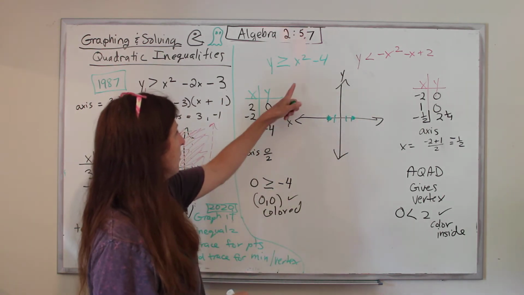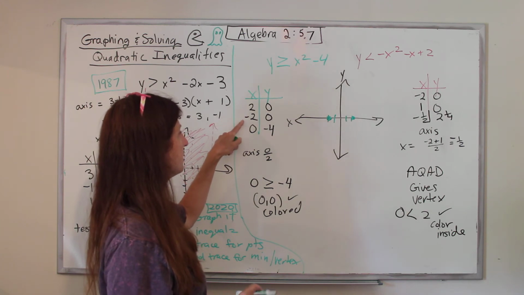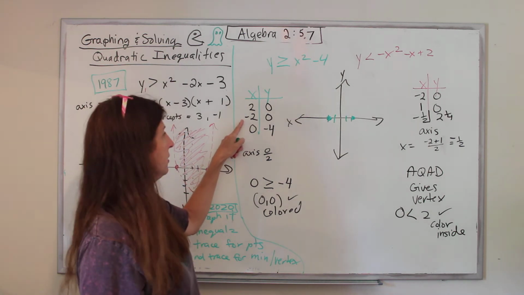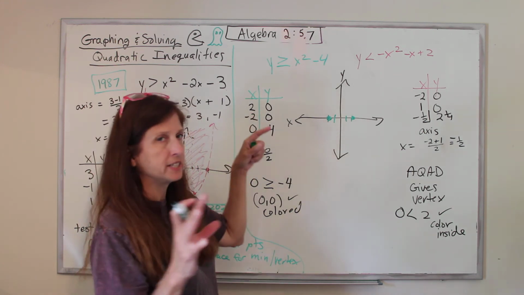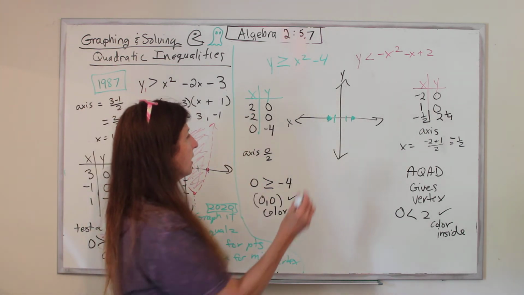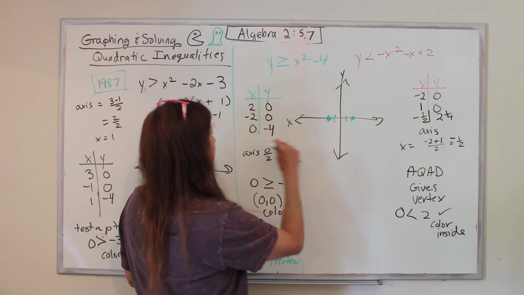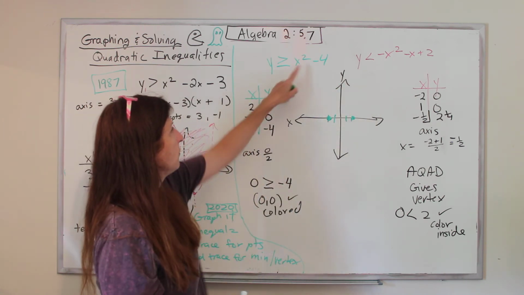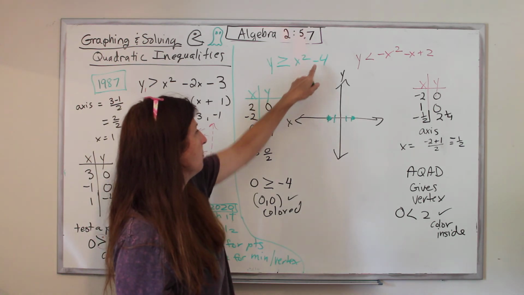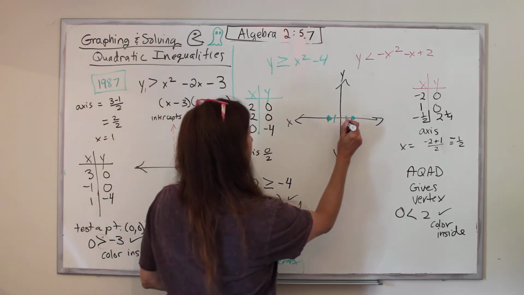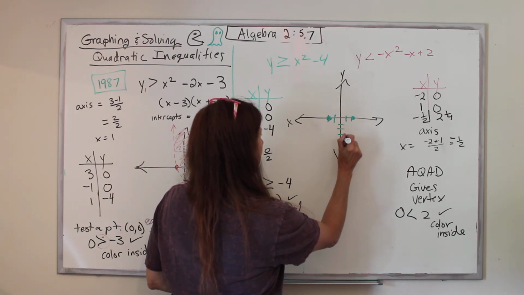And then to get my vertex, I average them, and 2 plus minus 2 divided by 2 is 0, because 2 minus 2 is 0 and 0 divided by 2 is 0. So I know 0 is my axis, so I fill in 0 for x, and 0 squared is still 0 minus 4 is negative 4. So I know 1, 2, 3, 4, that's my vertex.